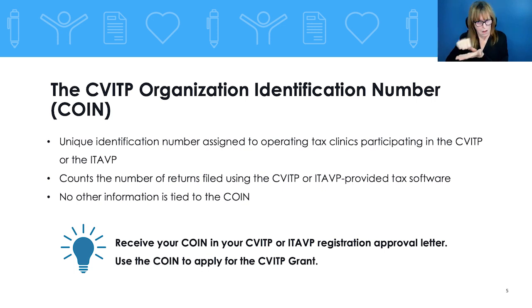If your organization doesn't plan to apply for grant funding, using the COIN is optional. Your organization can still file tax returns without it. However, we encourage all organizations to use it because it helps improve data collection and reporting for the program.